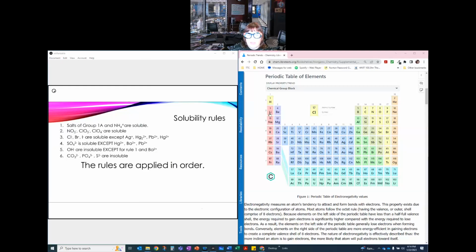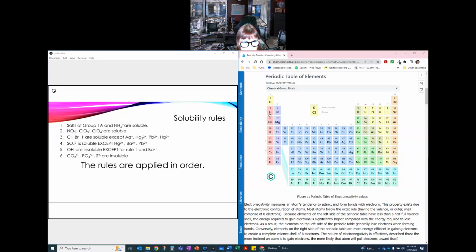Things that are attached to a nitrate, NO3 minus, a chlorate or a perchlorate, so a ClO3 minus or a ClO4 minus, are soluble. So any of the metals that are attached to those polyatomic anions, anything that's attached to an NO3 minus, a ClO3 minus, or a ClO4 minus, are soluble. Okay.